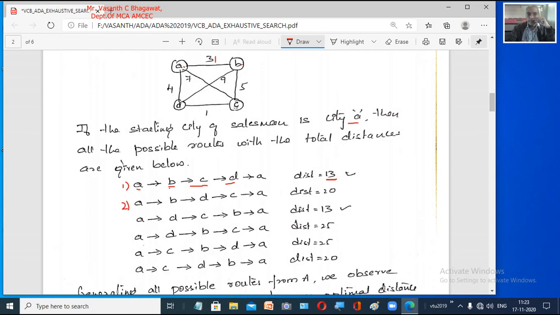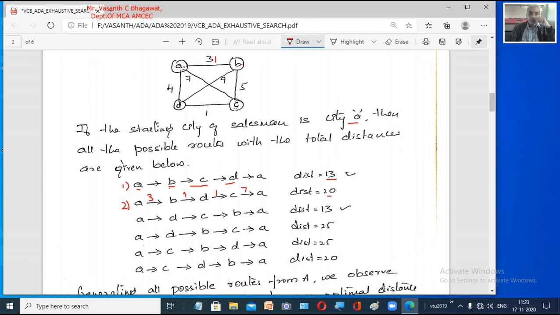Then from B he goes to D, right? From B to D the distance is 9. You write the distance here. And from D to C the distance is 1, and from C back to A the distance is 7, right? Now you add all this, so you will get the total distance. So 9 plus 1 is 10, and 7 plus 3 is 10, plus 10 is 20. So the total distance he got is 20.